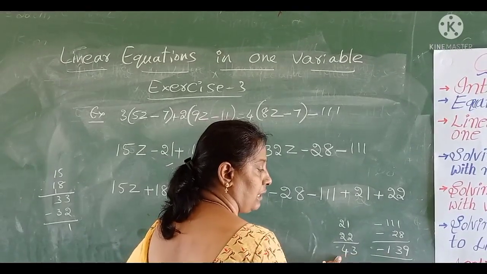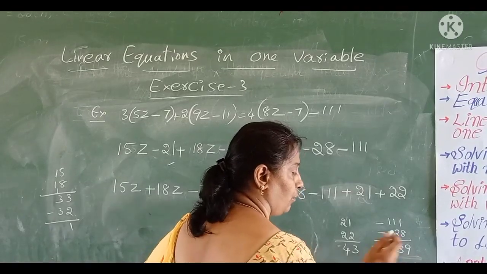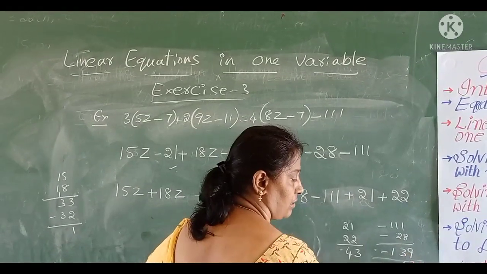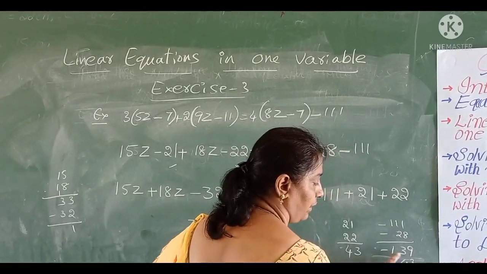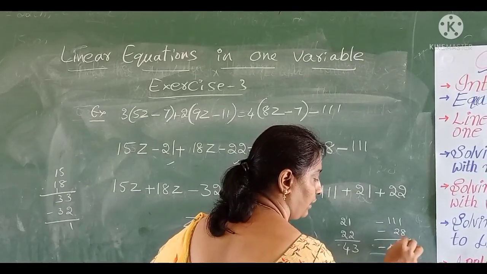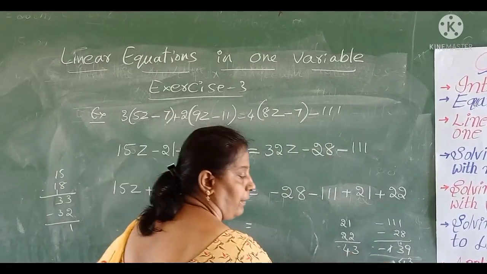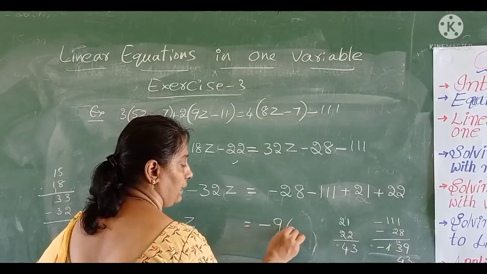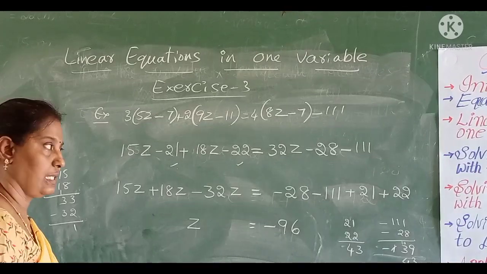So which one is bigger? The negative one is bigger, so we have to subtract 43. How much? 9 minus 3, that is 6. 3 minus 4, we can't subtract, so take 1: 13 minus 4, that is 9. So negative 96. So that is equal to minus 96.